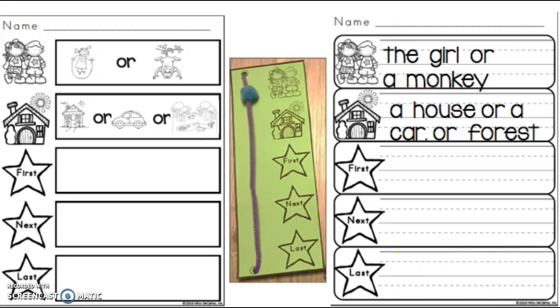When you're all done, make sure that you take a picture or a video on Seesaw and send it to your teacher. I can't wait to see how you retell stories using the retelling slider.